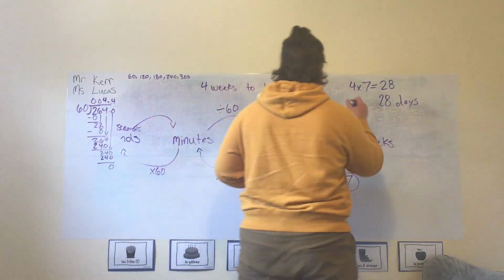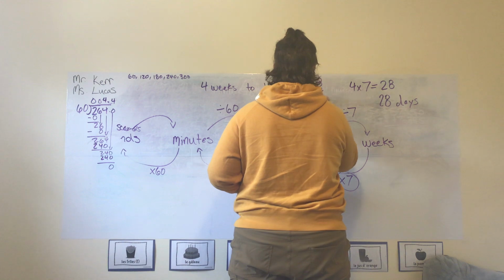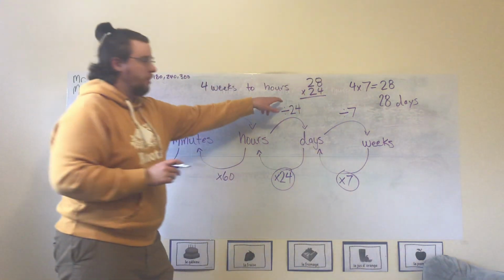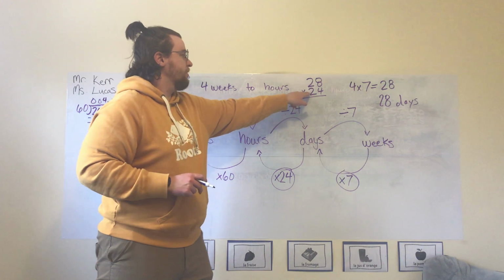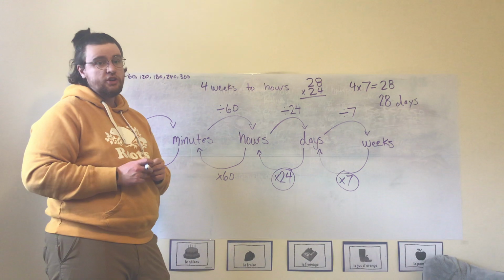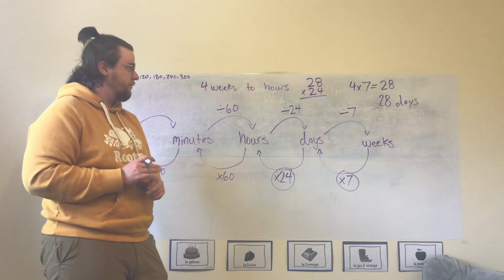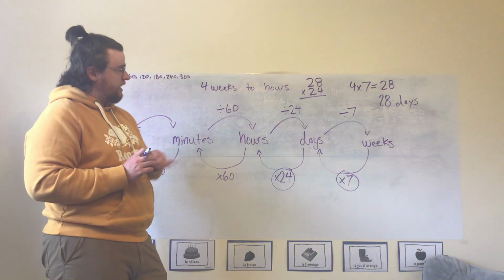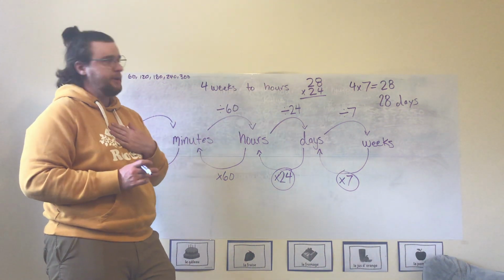So now we need to multiply 28 days by 24 hours. All right, so we have 28 days, and we need to multiply by 24 hours. So we can do either box multiplication, you can use lattice, you can stack it, whichever one makes you most comfortable. I'm going to stack it right now because I don't have a lot of room on my board, and that takes up the least amount of space for me.